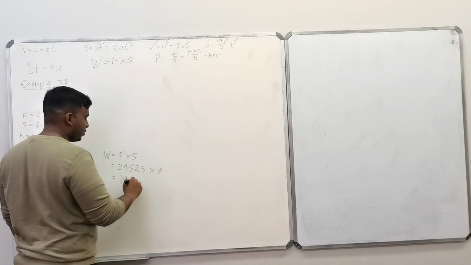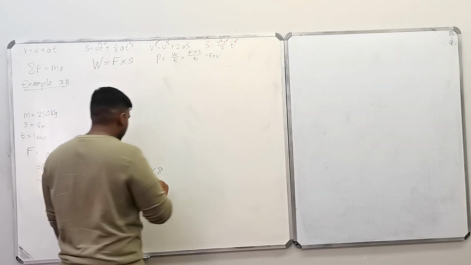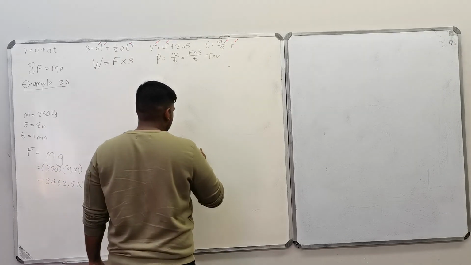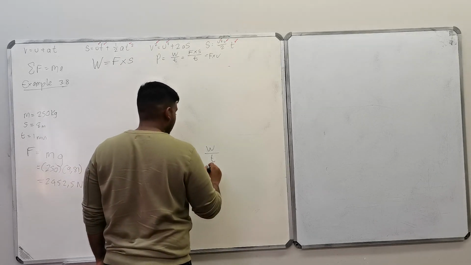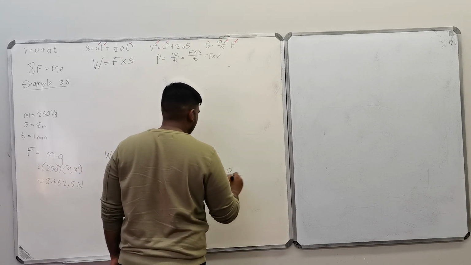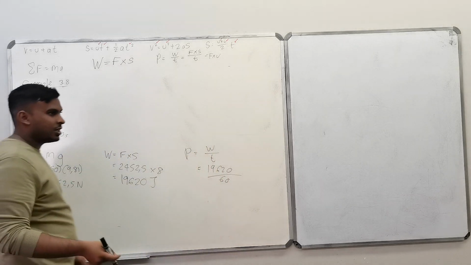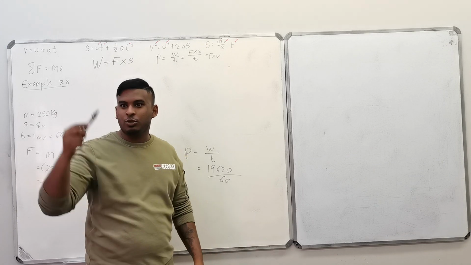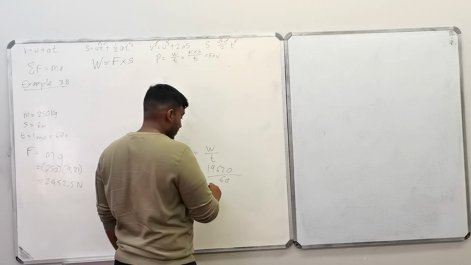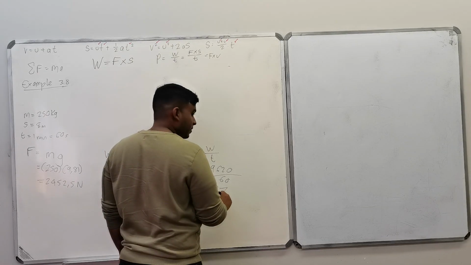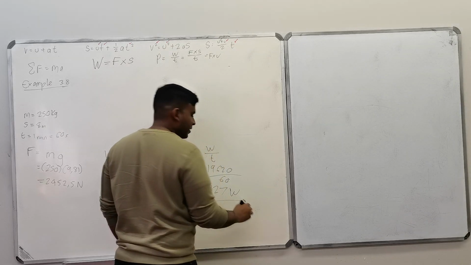19620, on the dot. This is joules. Power is equal to work done over time. So this would be equal to 19620 all over 60, because remember, this 1 minute would be 60 seconds. For power to be in watts, it needs to be joules per second. So this here will be 327 watts.